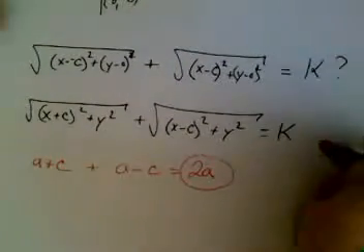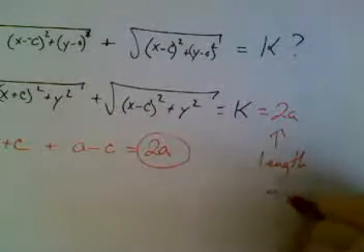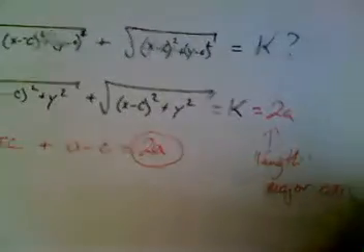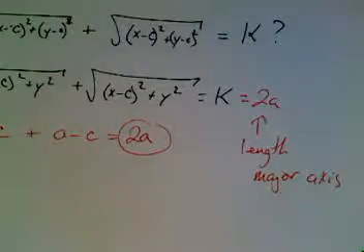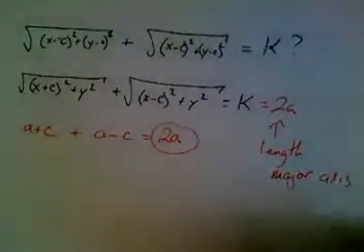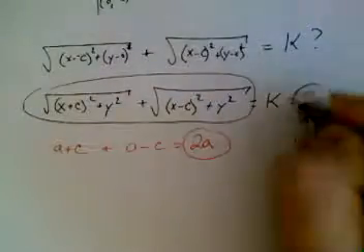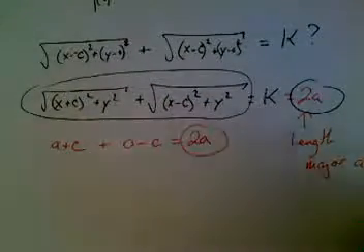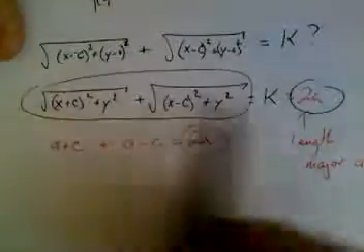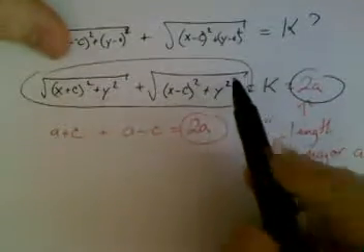Wouldn't it be logical then that this thing being equal to 2a is actually the length of the major axis? Okay? Now, there's a lot going on here. Keep in mind that a lot of things are being manipulated in all of this. What is most important is that if I were to set this thing equal to the major axis and manipulate it so that there are no more square roots, I will find out what my equation is.